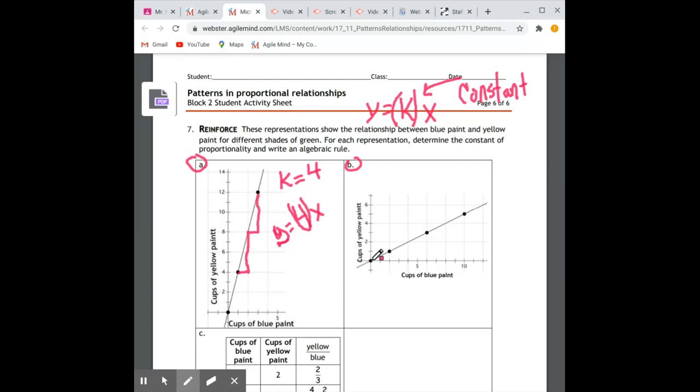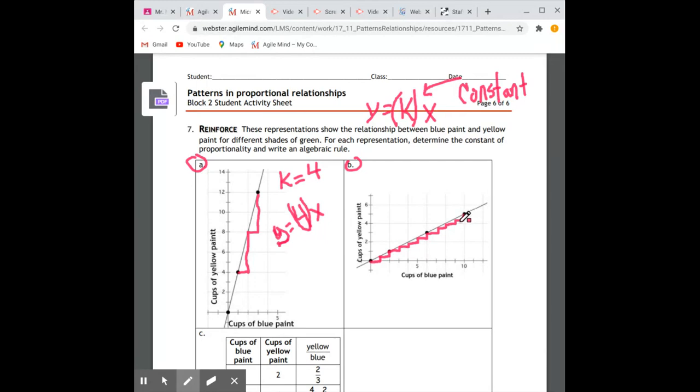All right. So I'm looking at what's happening. If I go over 1, I'm going up how much? Am I going up a whole number or am I going up a half? Half. I'm going up a half each time, right? Yes. So what does my constant of proportionality have to be? 1 half.